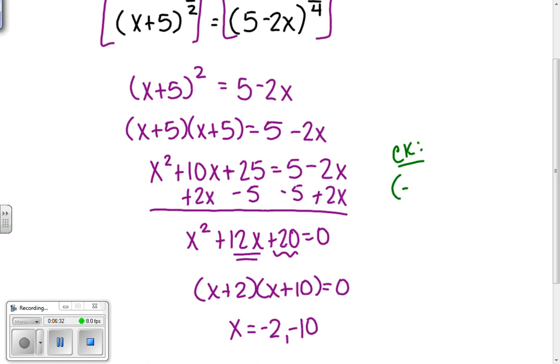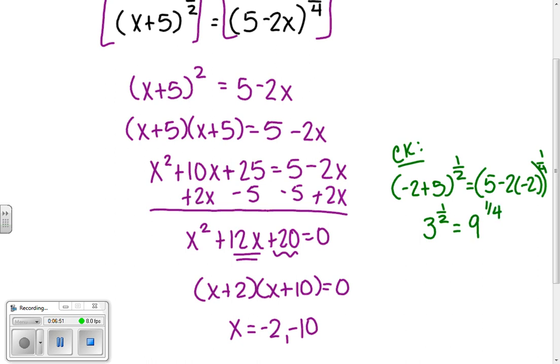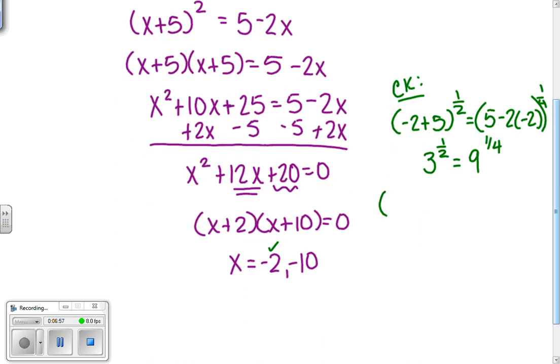So that means (-2 plus 5) to the 1/2 should be the same as (5 minus 2 times -2) to the 1/4. Okay, on the left, -2 plus 5 is 3. On the right, I end up with a 5 plus 4, which is 9. And I know you might not be able to see it, but if you use the calculator, they are equivalent, so -2 checks.